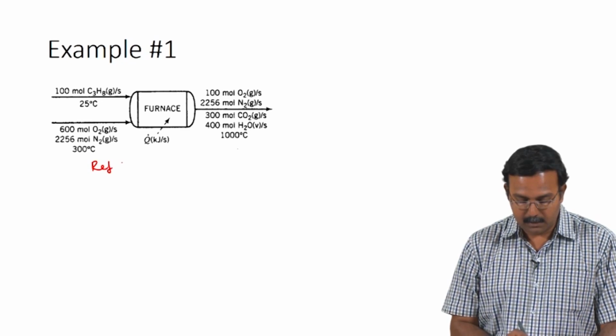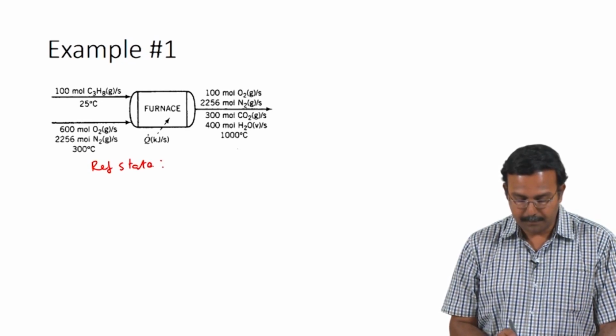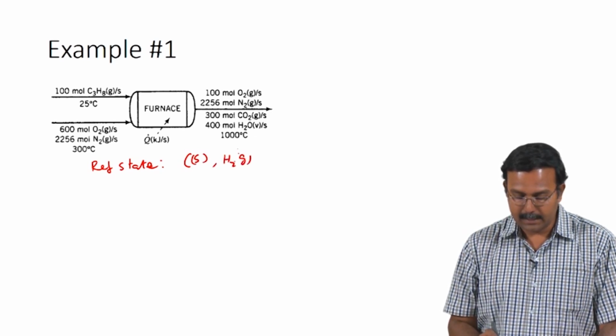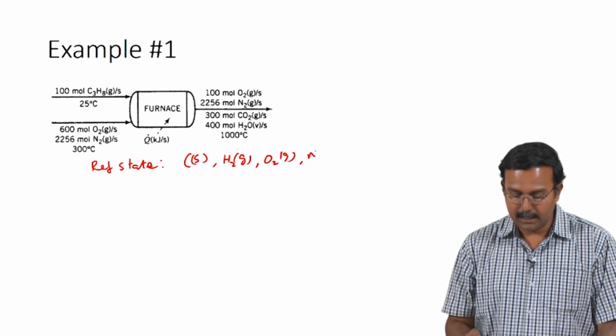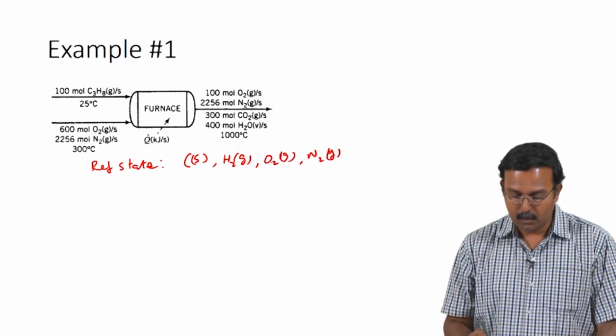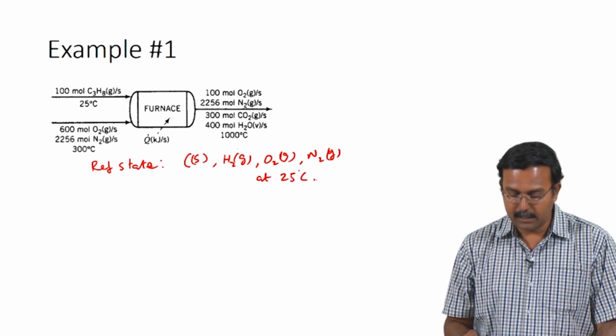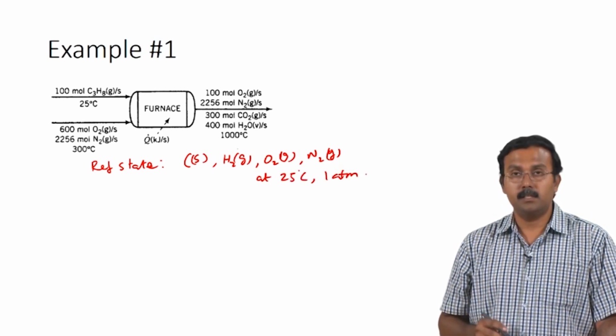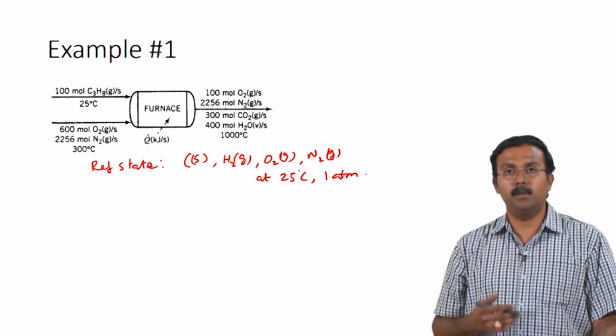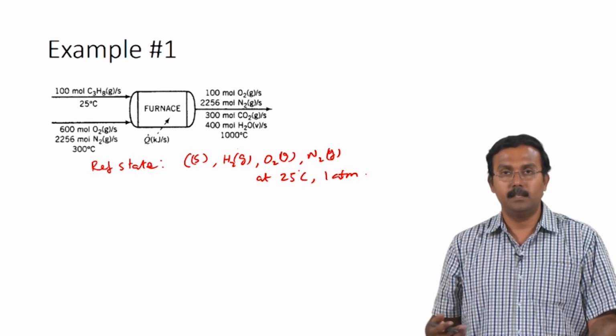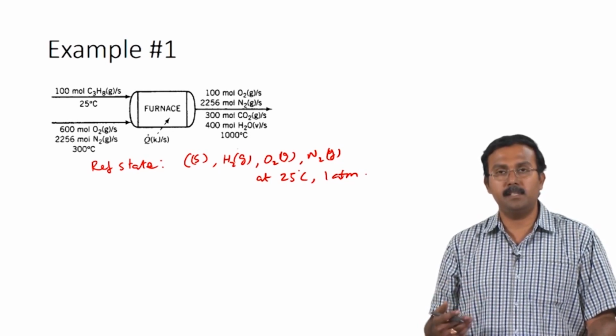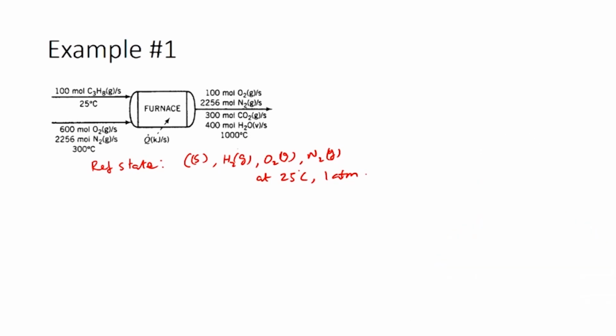So, the reference states would be carbon solid, hydrogen gas, oxygen gas and nitrogen gas, all at 25 degrees Celsius and 1 atmosphere, because this is the elemental forms which would be used in the heat of formation method, and these are the compounds. This would be the reference state where we can actually use the standard heat of formation which can be obtained from tables. Now that we have identified the appropriate reference states, let us start building the specific enthalpy table.